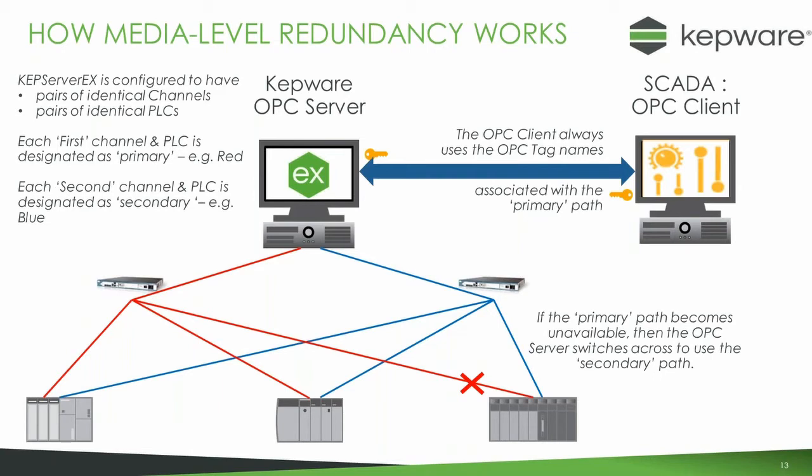So the OPC client will be unaware that the KEPServer has decided to move across from the red primary to the blue secondary network. It would simply ask for the primary path all the time and get the values back, and it would be none the wiser that the primary path has actually fallen over and the secondary path is being used. So that's very clever, very neat, and it means that you can use an OPC client which has no redundant or switching capability.